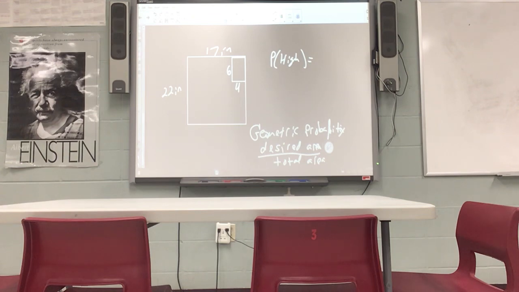Okay, so our desired area here, we're trying to hit that high inside zone, and the area of a rectangle is just length times width, so 6 times 4, that's 24. The whole thing, the big rectangle, is 17 by 22. So let's figure out what 17 times 22 is. 374. Thank you. And then we would reduce that if we can. I don't know if that'll reduce or not.